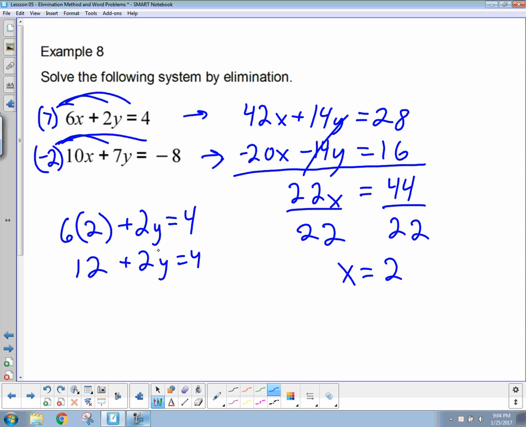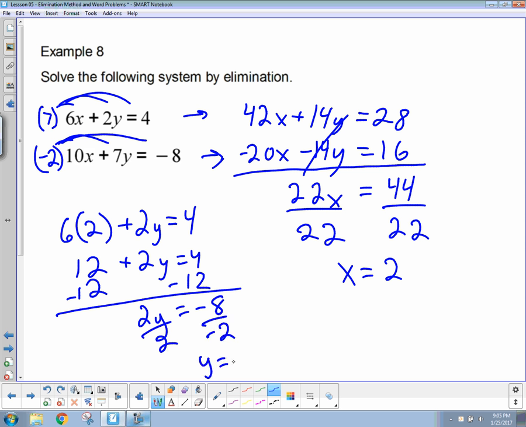That was a little crooked there. Bring down your leftovers. 4 minus 12, let me see here. 4 minus 12, 8. So negative 8. And divide by 2. And we get y equals, well, let's see, put that negative there. I didn't put that negative there. There, that's better. Negative 8 divided by 2, negative 4. So 2, negative 4. And guys, these are the examples to help you out with this worksheet, okay?